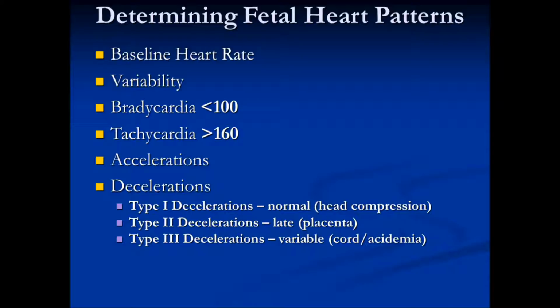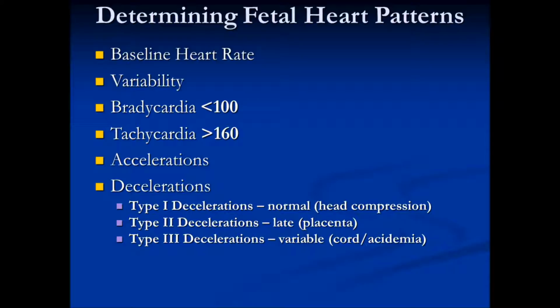The normal range should be between 120 to 160 beats per minute. The normal fetal heart rate will vary between the high to low end, but smaller gestational fetuses will usually be closer to the high end. So the smaller the gestational number, then the higher the heart rate.